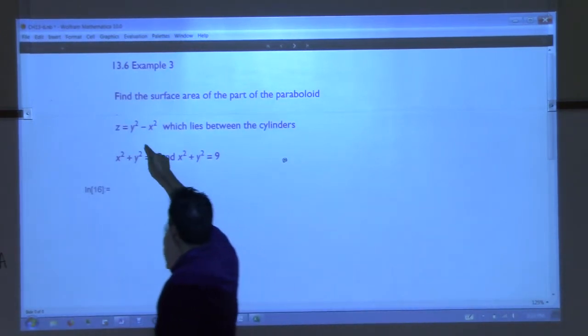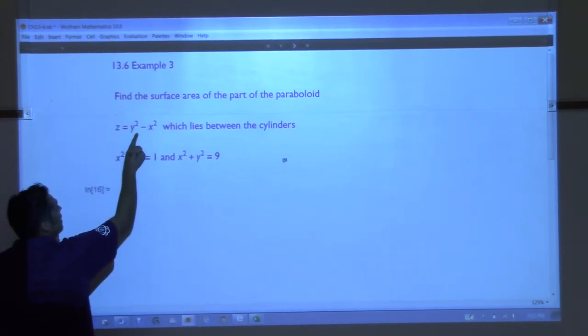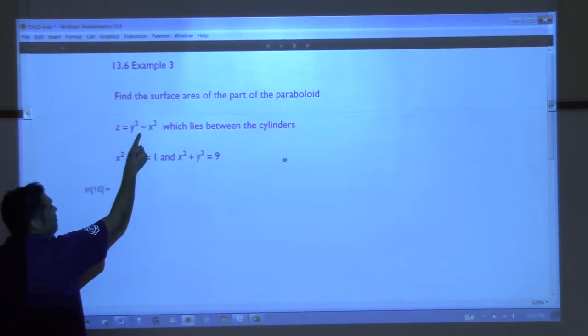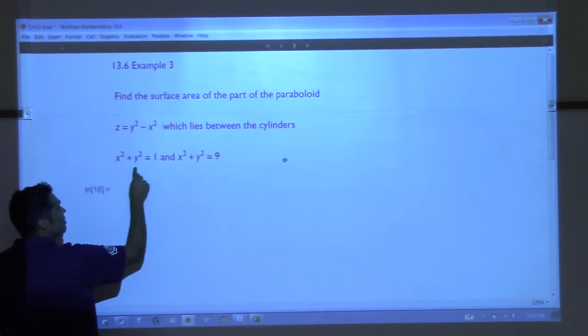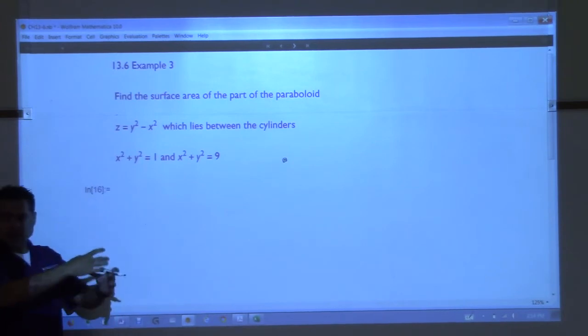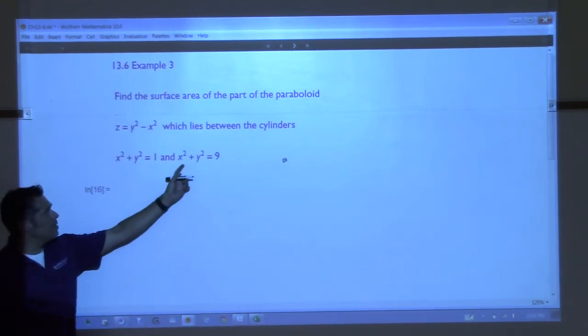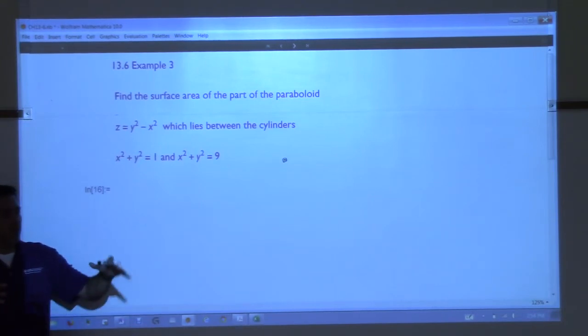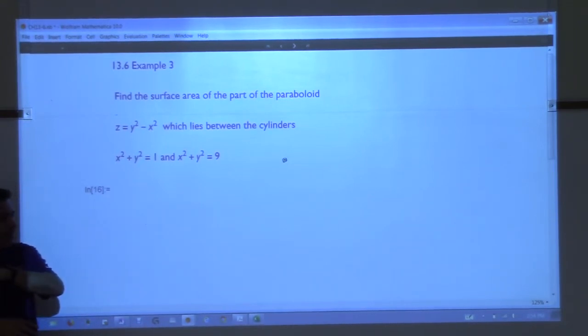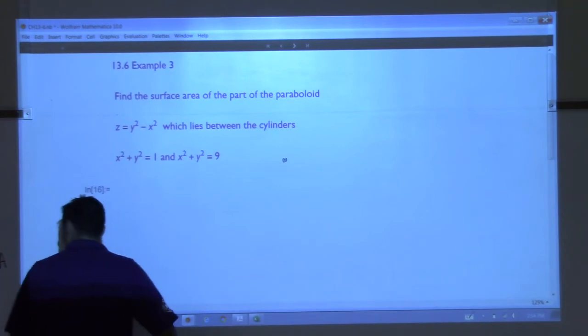So this is a paraboloid, and we want to know the surface area of that paraboloid that is between these two cylinders. These two cylinders are vertical cylinders, right? One with the radius of 1, one with the radius of 3. We're looking between those two cylinders. There's some surface going between them, and we want to know the surface area of that.